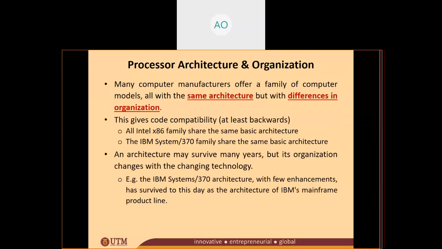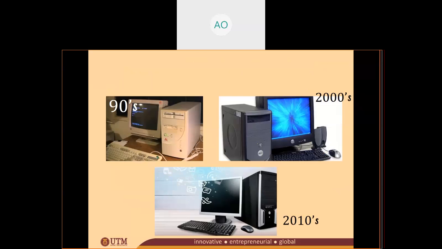So many computer manufacturers offer a family of computer models, all with the same architecture. The architecture is all the same, we use the Harvard architecture, but with a difference in organization. The organization of that computer is different from one model to another model. Let's look at the example here. This is an example of a computer in the 90s, early to 2000, and this is in 2010 and above.